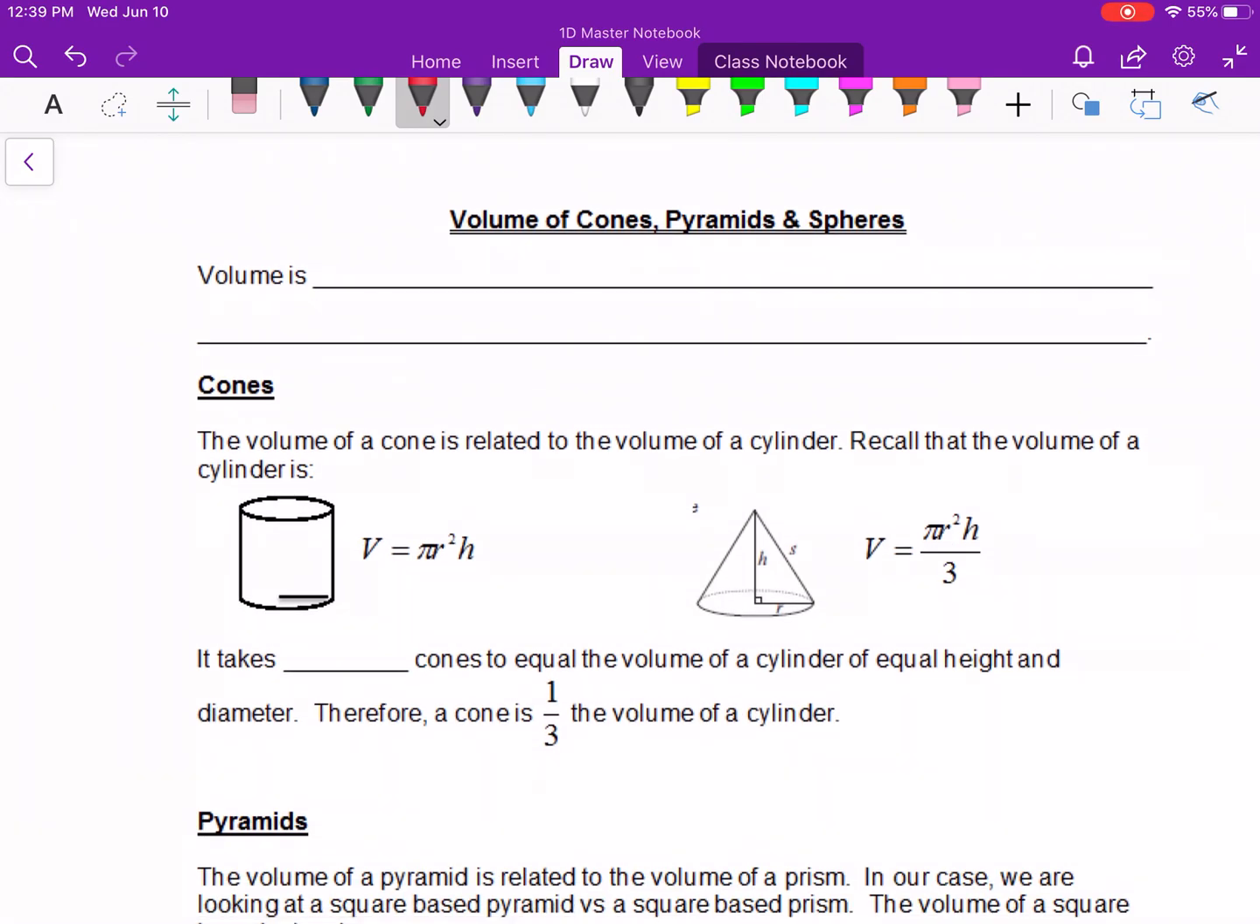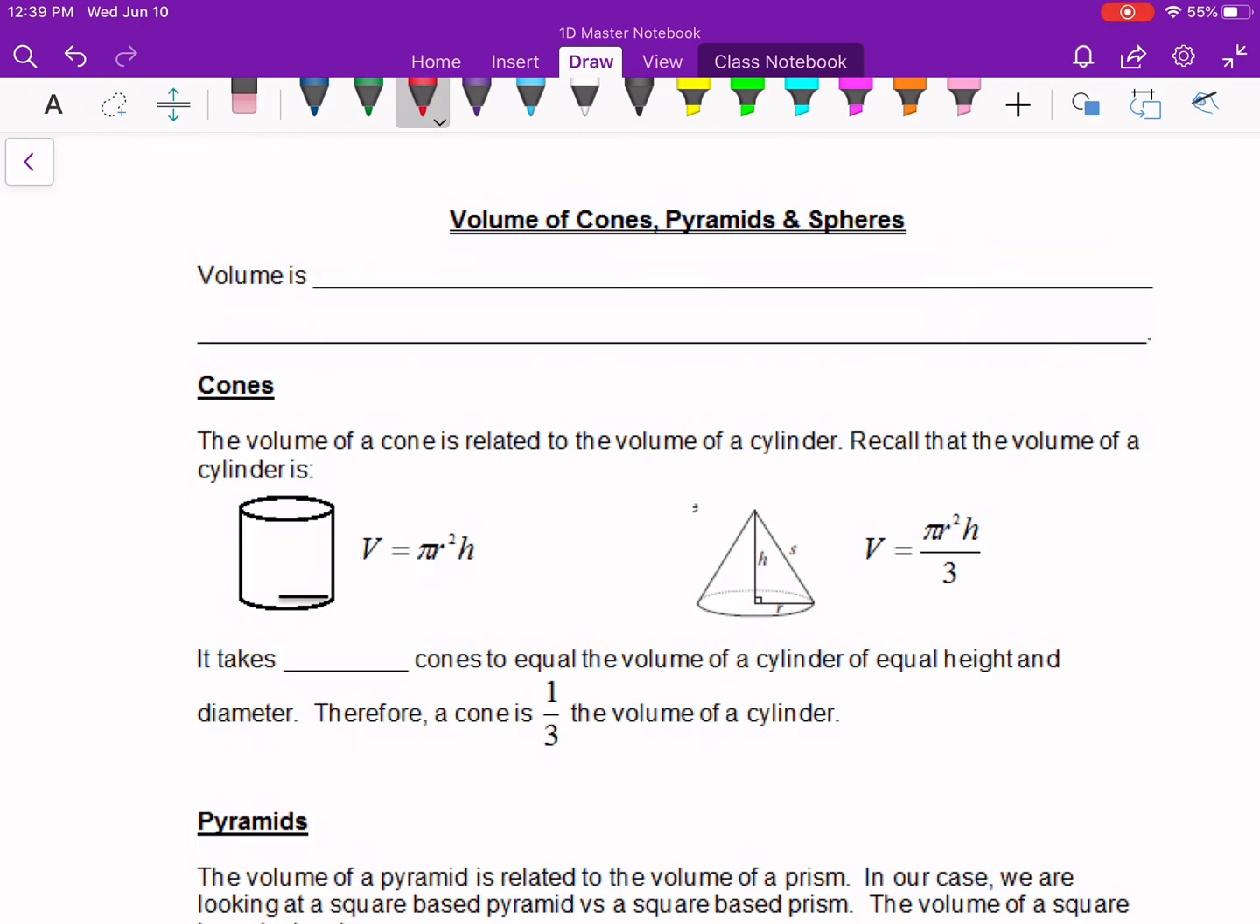In this lesson, we're looking at volume, in particular of cones, pyramids, and spheres. I'm sure in the past you've learned about volume. You probably talked about volume of a square-based pyramid, which would be length times width times height. That's the easiest kind of volume.